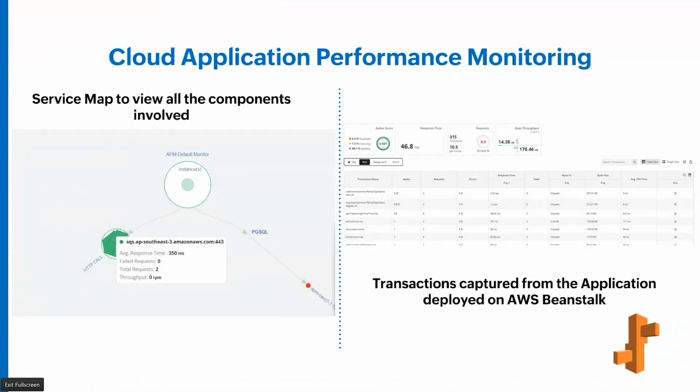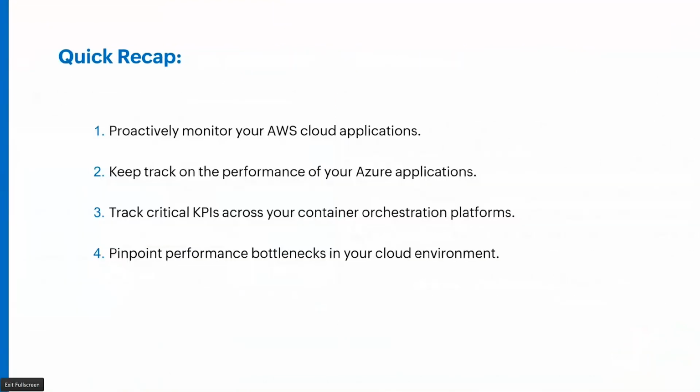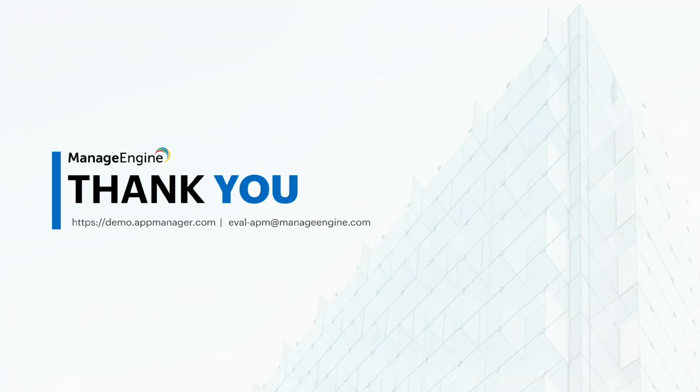So let's have a quick recap of today's session. In the first topic, we discussed how to proactively monitor AWS or Azure cloud applications. And we discussed the critical KPI monitoring across your container orchestration platform. In the last topic, we discussed how to identify performance bottlenecks using cloud environment monitoring, that is, with APM Insight, you can monitor the performance of your cloud application. And with the help of the capacity planning report, you can generate the virtual machine or the EC2 instance report. Thank you, everyone. Thanks for your time.